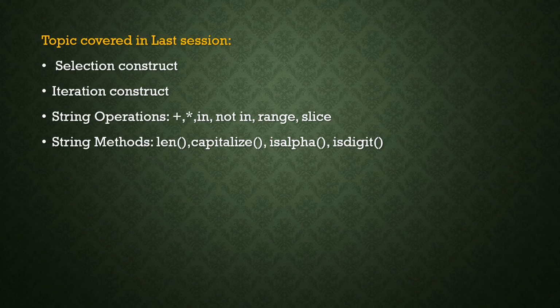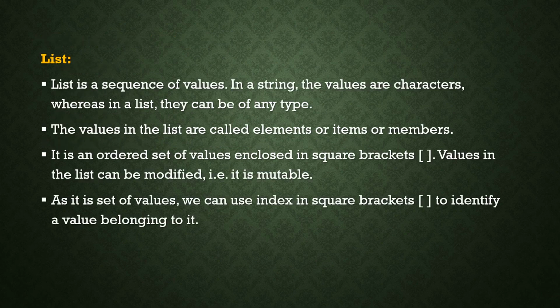Next is isalpha, which checks whether the given character is an alphabet or a digit, etc. If it is an alphabet, then it returns true. If it is a digit, then it returns false. Next is isdigit, which checks whether the given character is a digit. If it is a digit, then it returns 1 or true. If it is a character or some other symbol, then it returns 0 or false. Next, let's move on to the next session.